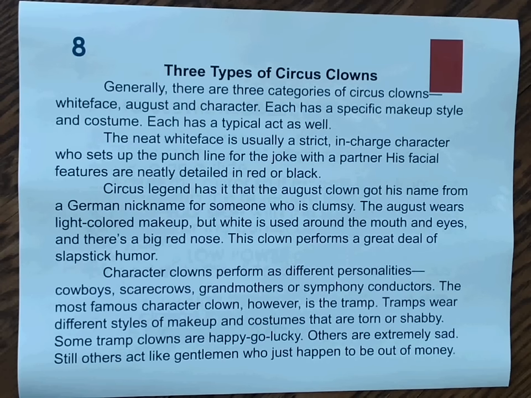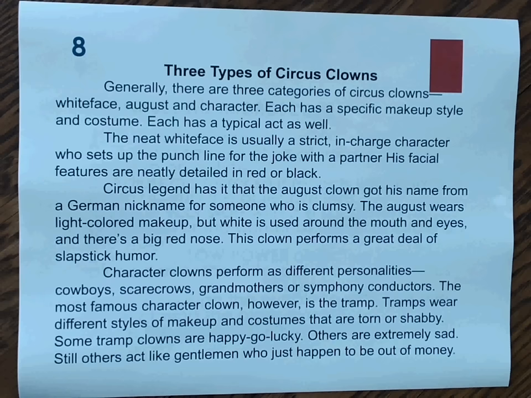Circus legend has it that the August clown got his name from a German nickname for someone who is clumsy. The August wears light-colored makeup, but white is used around the mouth and eyes, and there's a big red nose. This clown performs a great deal of slapstick humor.